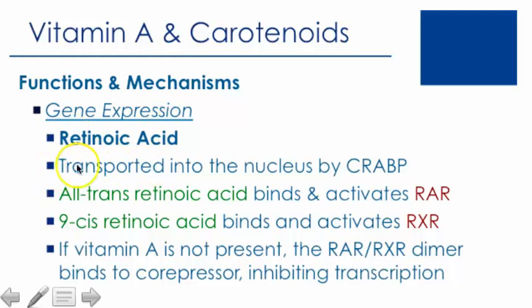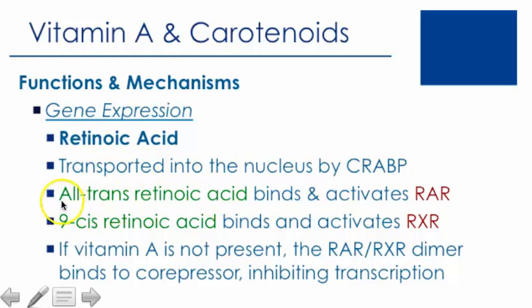Another important component of this process is this compound here called CRABP. It stands for cellular retinoic acid binding protein, or the CRABP. So this compound actually binds to the retinoic acid and shuttles it into the nucleus so that it can bind to its nuclear receptor. And we're going to review this diagram.